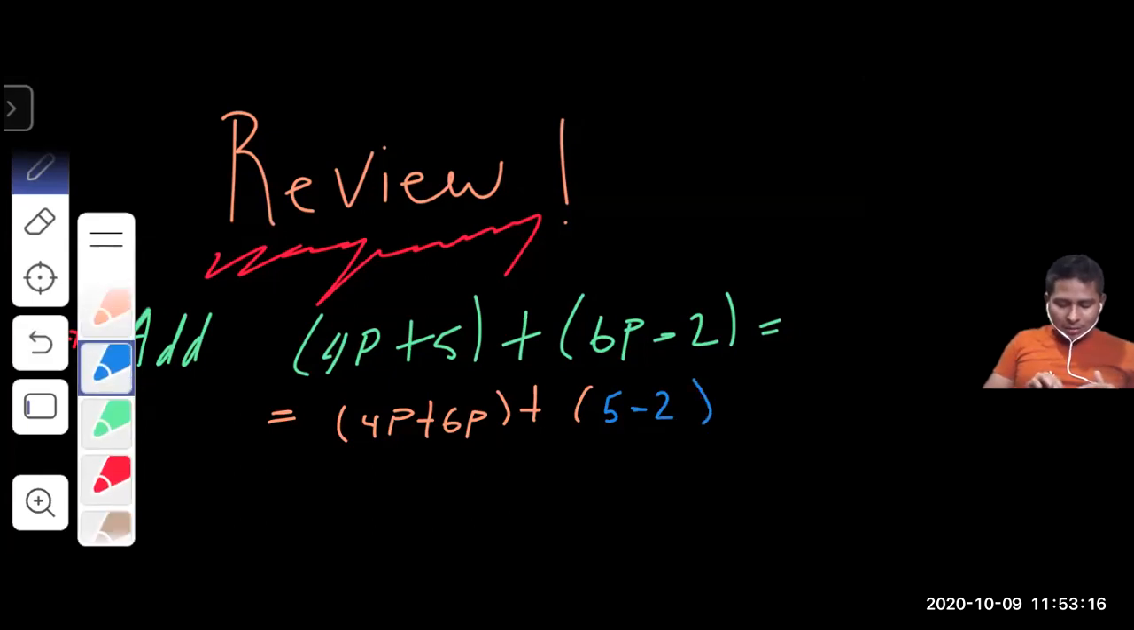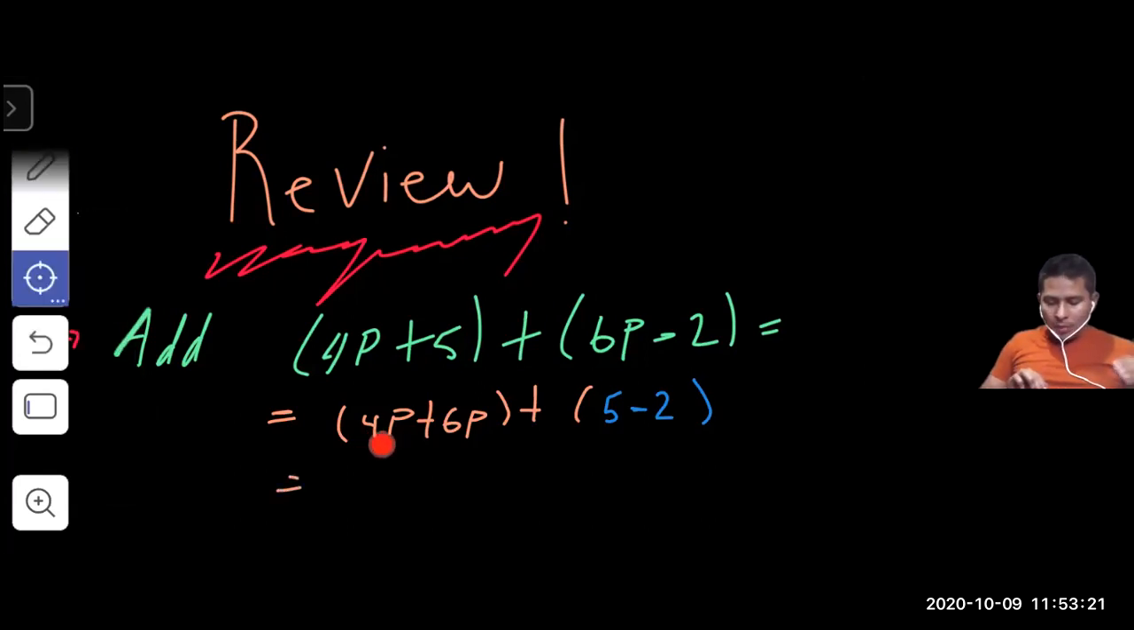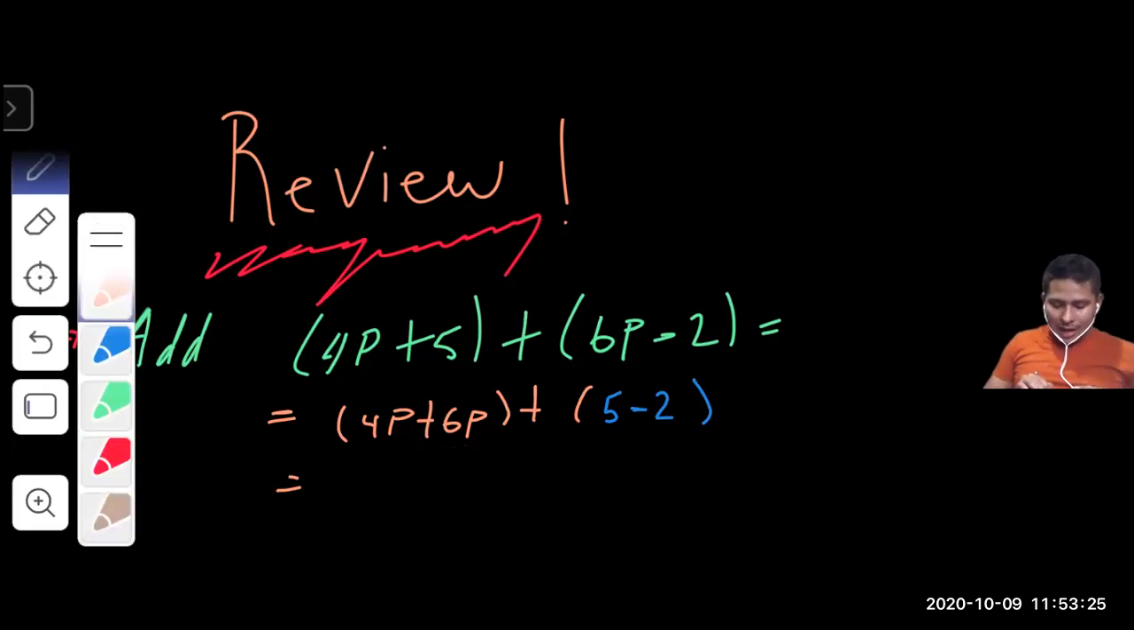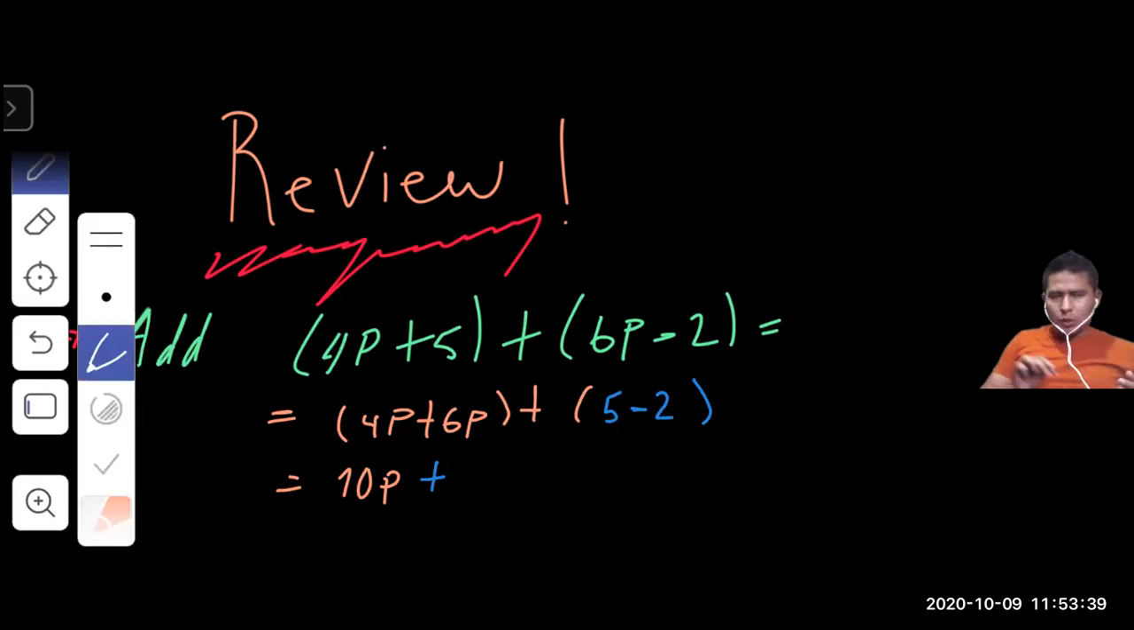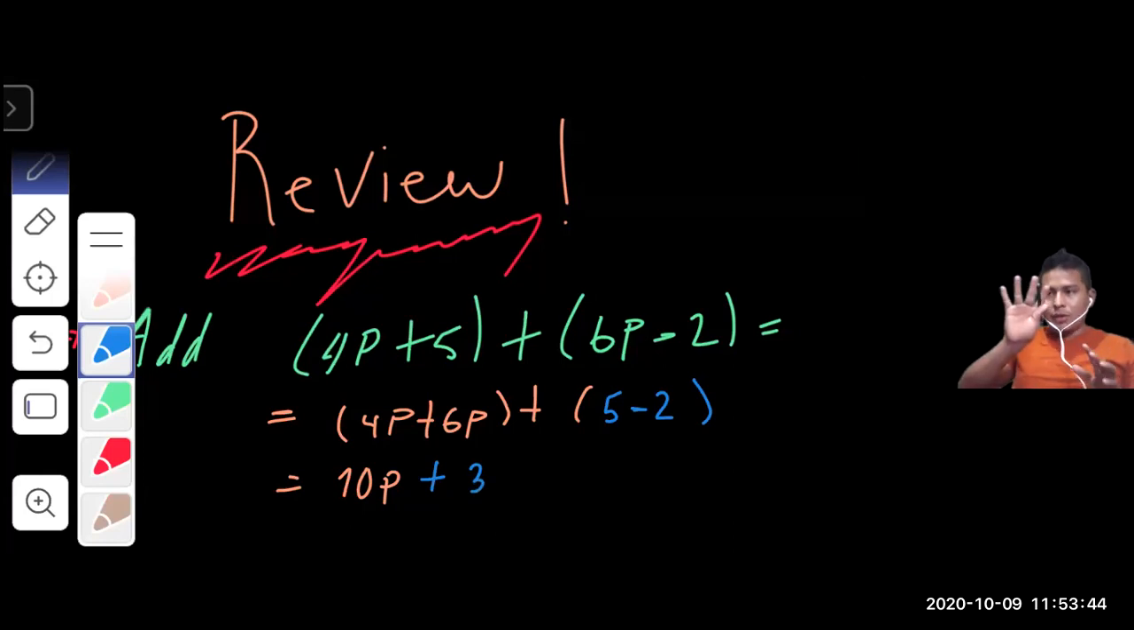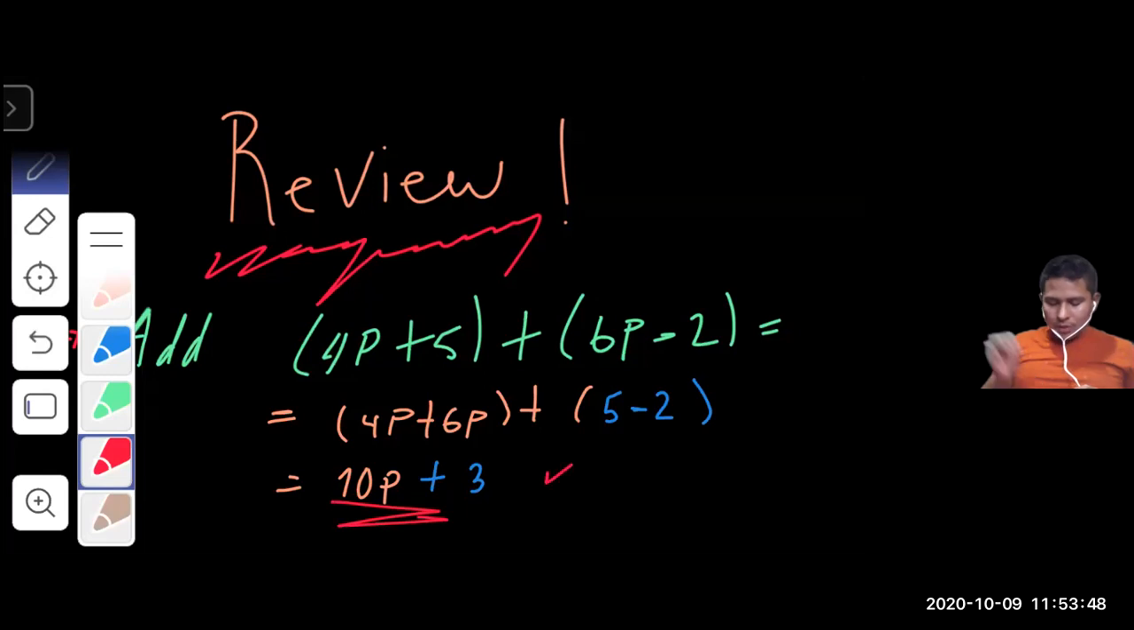Now, what is next? You only have to simplify that. 4 pineapples plus 6 pineapples. How many pineapples? 10p. Please, this is adding, just adding something plus something. It is not multiplying. Be careful with that. And let's add or subtract the numbers. 5 minus 2, what is that equal to, guys? That is 3. And this is the answer.